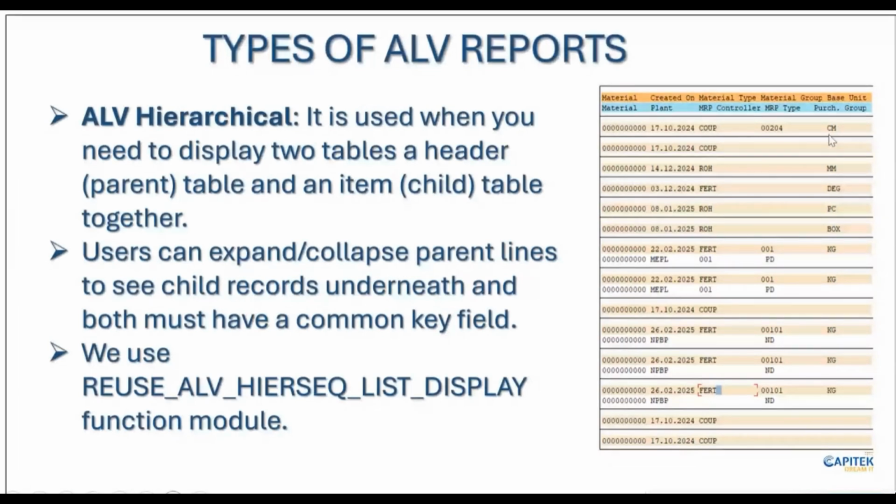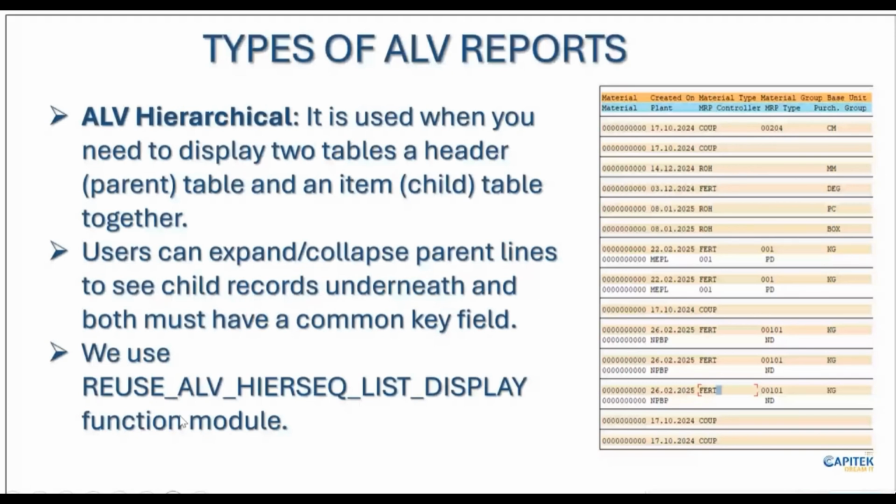So it means this data corresponds to the header section. If there is no item data, that will be empty and not displayed over here. If there is header and item data, it will be displayed like this. The function module used over here is REUSE_ALV_HIERARCHICAL_LIST_DISPLAY. So this is the function module that will be used corresponding to the ALV hierarchical.